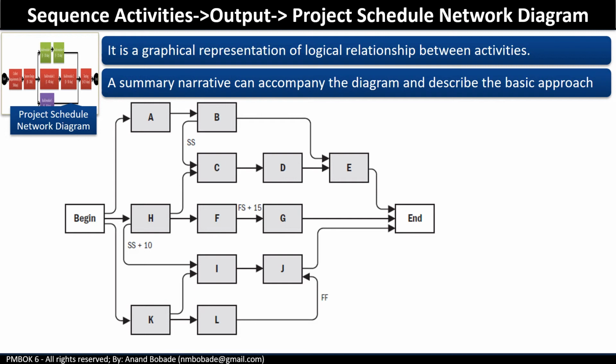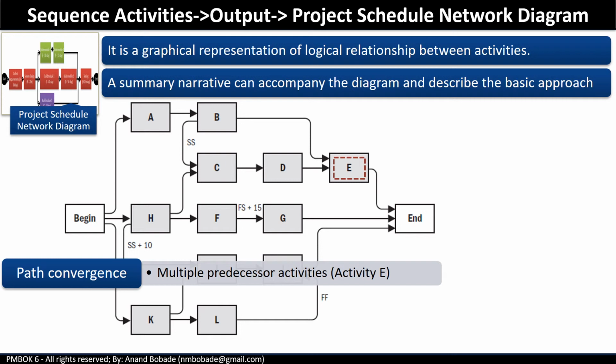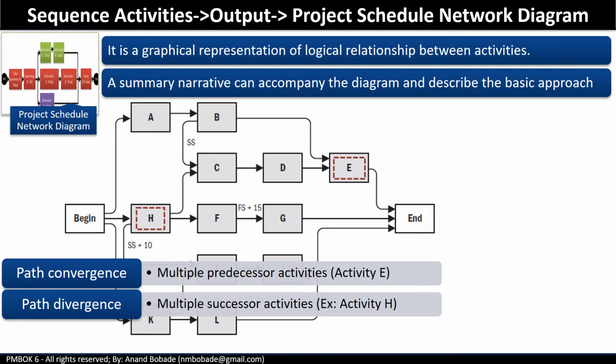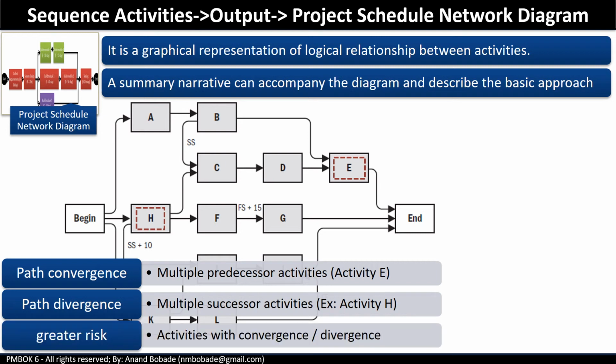If you observe this diagram closely, you can see activities that have multiple predecessors indicate path convergence. For example, activity E has two predecessors, that is B and D. Activities that have multiple successors indicate a path divergence. Again, for example, activity H, which has multiple successors. Activities with convergence and divergence are at greater risk. So as a project manager, you have to observe these activities and monitor them closely.